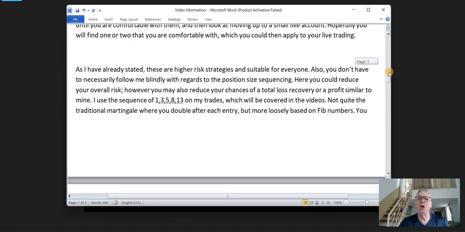Right, high risk. I use the sequence of 1, 3, 5, 8, 13 on my trades. So if my first trade is 0.1, my second trade is going to be 3 times that, 0.3, and my third trade is going to be 5 times that, 0.5, then 0.8, then 1.3, etc. Now it's loosely based on the Fibonacci sequence. It works for me. You could do any sequence you want.